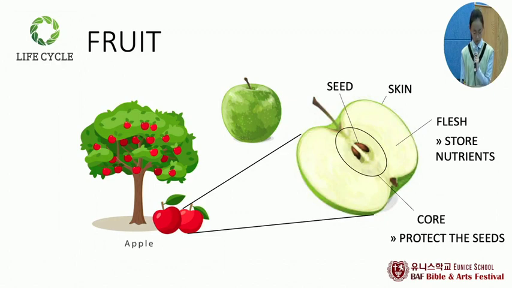The core part protects the seed until it is grown. That way, it can be separated from the main plant and go to a place where the seed can be grown. Also, the nutrients made in the leaves sometimes go with the fruit to help the little seed to grow.